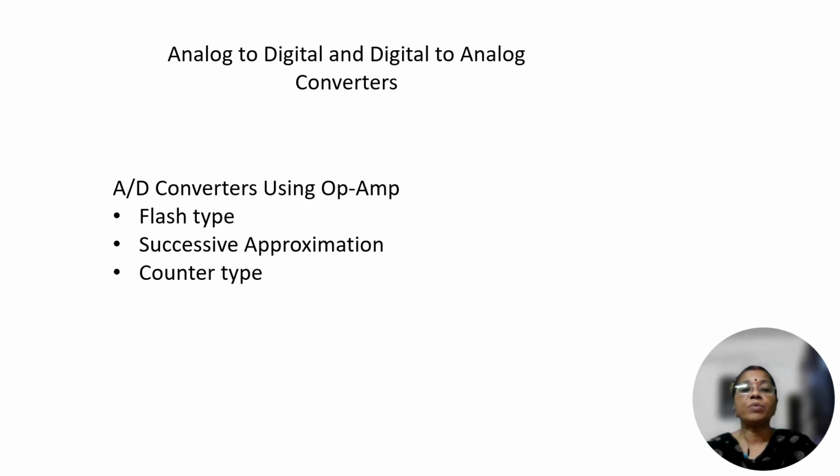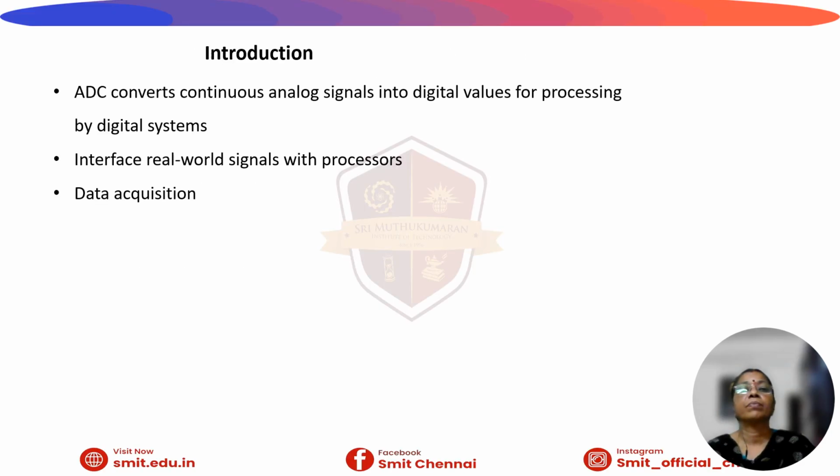The main types of A to D converters using op-amp are flash type, successive approximation, counter type, delta sigma, and dual slope, single slope A to D converters. A to D converters convert continuous analog signals into digital values for processing by digital systems. It interfaces real-world signals with processors, and it is basically applied in data acquisition systems.